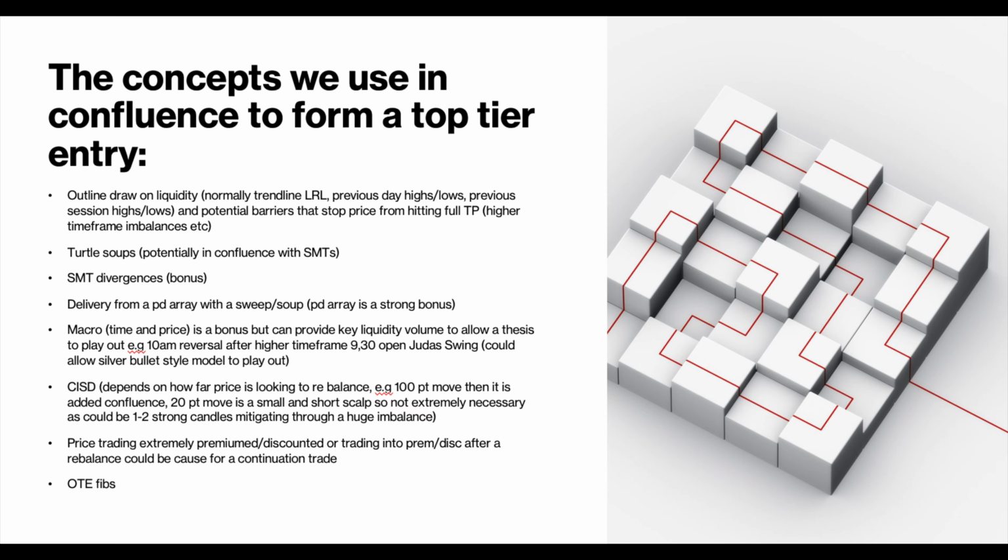And also, it's great to see if price is trading extremely premium or discount, or trading into premium or discount after a rebalance, as this could cause a continuation trade. And also, one final thing, if betting on a continuation trade, is if price is trading within OTE, so that's normally between the 0.618 and the 0.786 Fibonacci retracement.